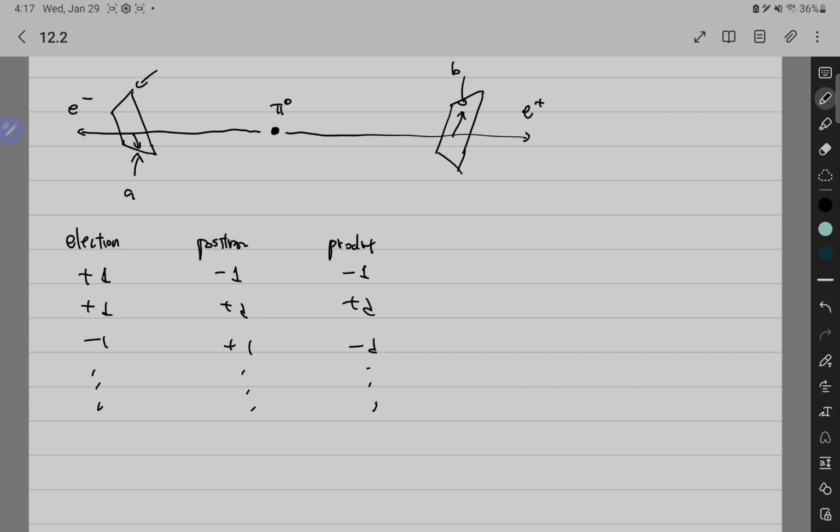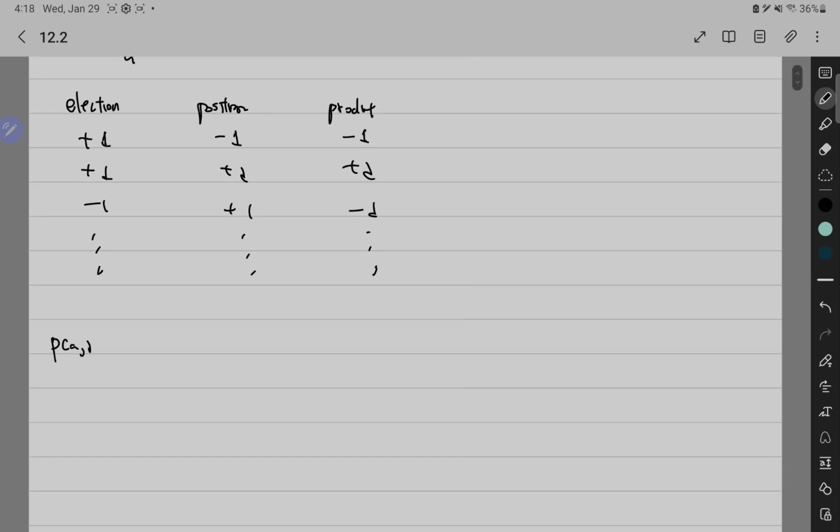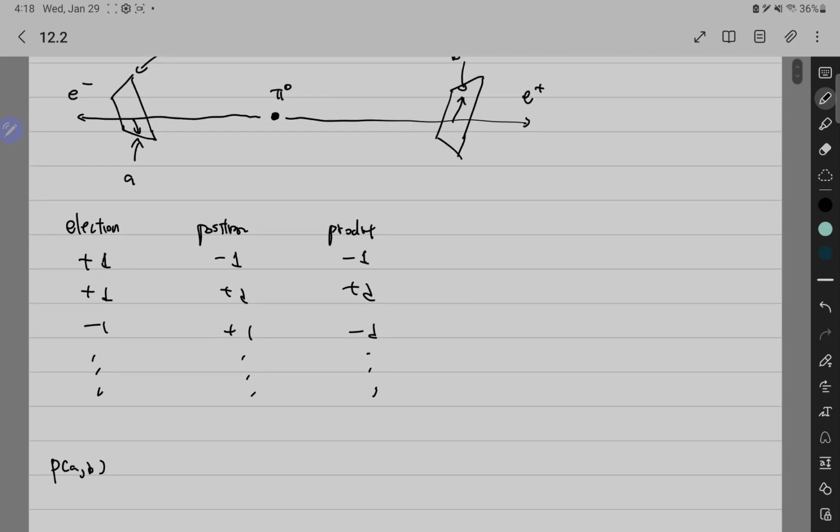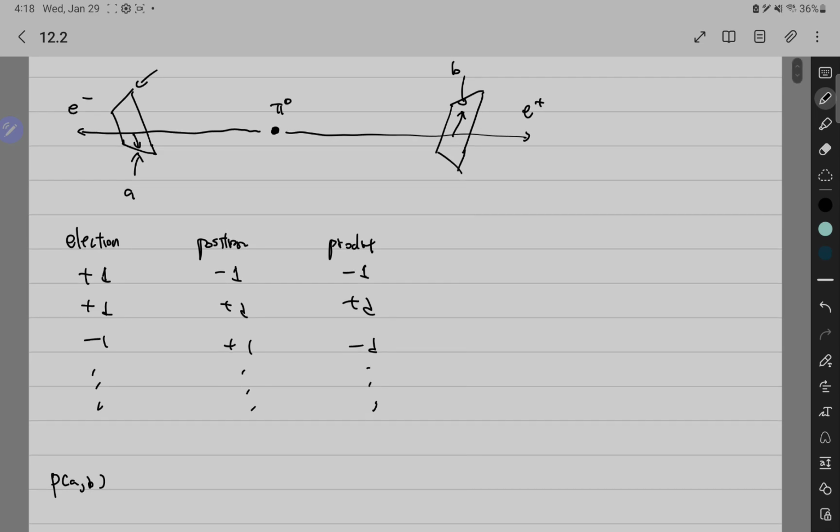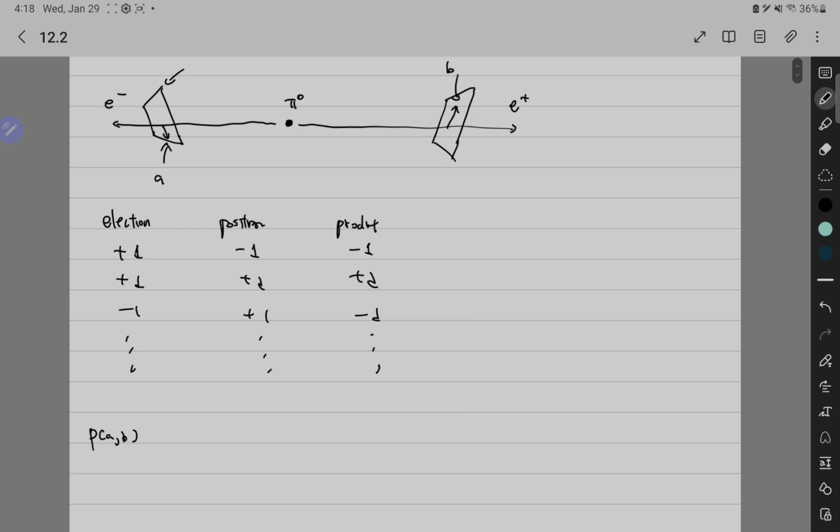Bell proposed to calculate the average value of the product of the spins for given detector orientations. We call this average value P(A,B), where A is the unit vector of the detector for the electron, and B is the unit vector for the detector for the positron. P(A,B) means the average value of the product of the spins, because you're taking multiple trials. Let's say you design an experiment where you do this sort of decay multiple times and record the results in a table. The average value of the product of all of your recorded results is going to be this P(A,B), the average value of the product of the spins. So the average value part is important.